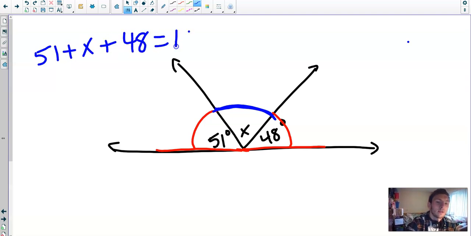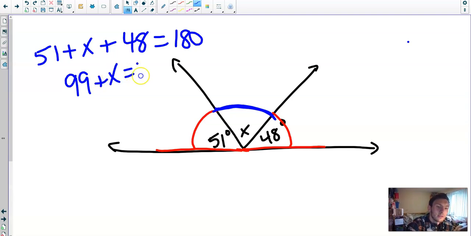So you can either write an equation like this one and then solve it, or you can add the 51 and 48 together and then subtract it from the 180. 51 plus 48 is 99, plus x equals 180, minus 99 on both sides, and it's 81 degrees. So that's the missing angle there. So notice, when you draw the semicircle, make sure you include every angle that's part of it.